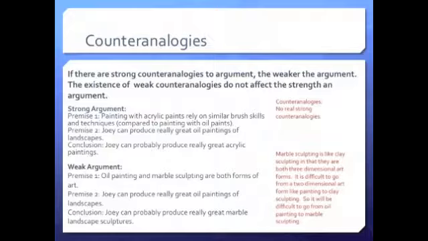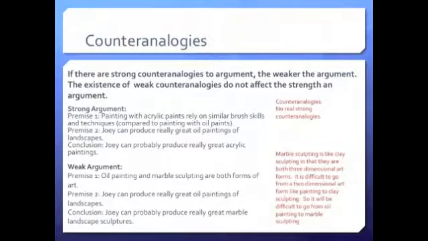Now consider the weak argument that we have here as an example. We can give as a counter-analogy to this argument the following argument. Marble sculpting is like clay sculpting in that they are both three-dimensional art forms. It is difficult to go from a two-dimensional art form like painting to clay sculpting. So it will be difficult to go from oil painting to marble sculpting.